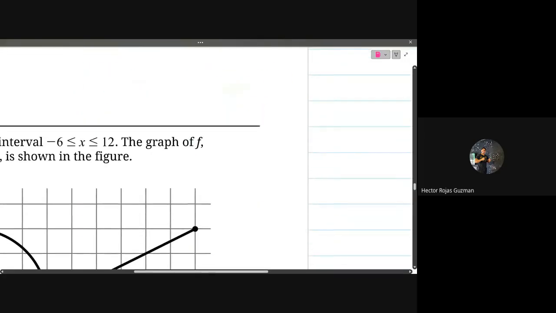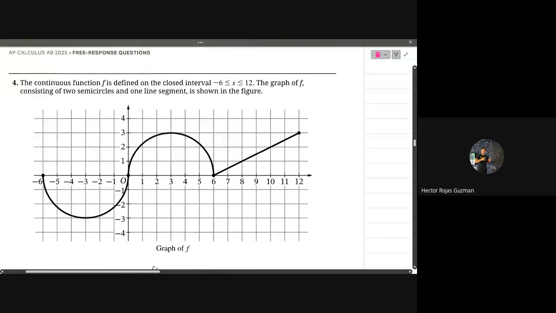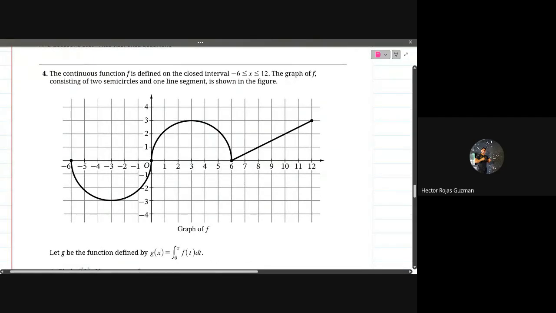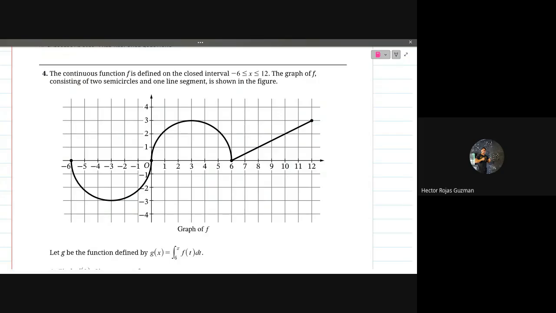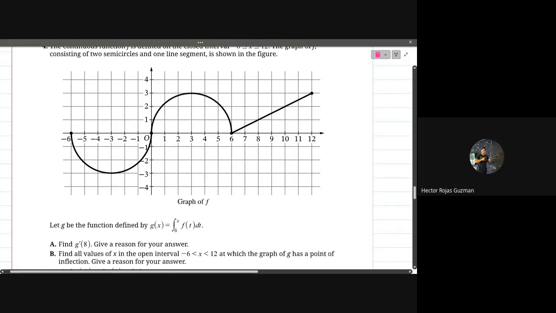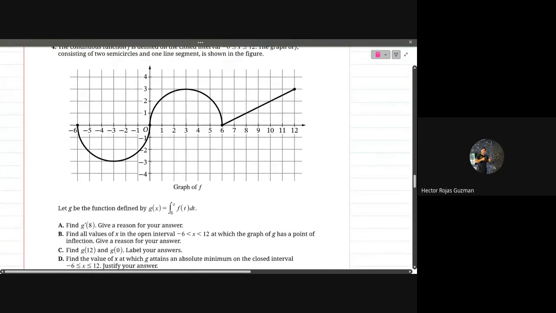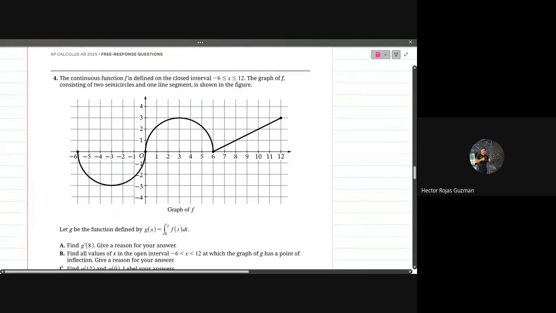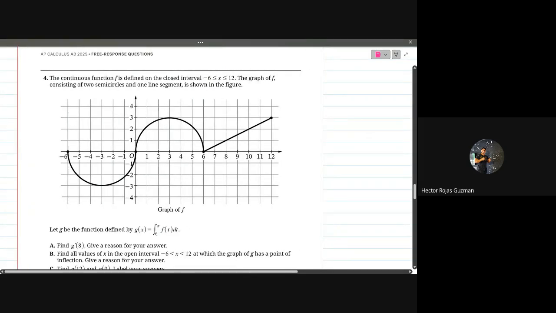All right, last one, number 4. This is the last question that the BC and the AB test they share in common. All right, so here we have a continuous function. I see a lot of shapes, so yep, we're going to be doing some integrals here. G is the function defined by that integral. Okay, and this is the graph of f. Keep that in mind.